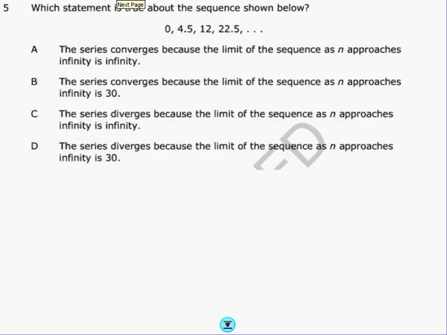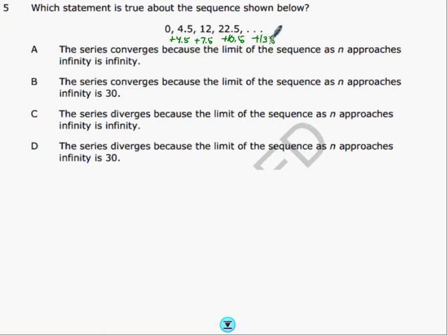Okay, which statement's true? Well, let's see what kind of sequence this is. If it was an arithmetic sequence, I'd add the same thing every time. 4.5, 4.5. No, it's not arithmetic. Let's see if it's geometric. Well, I'd have to multiply 0 by something to get 4.5, and that's impossible, because 0 times anything is 0. So we haven't got geometric or arithmetic, but let's see if we can find some kind of pattern. It's adding 4.5, then it adds 7.5, plus 4.5, then plus 7.5, and then it goes up 10.5. I'm guessing maybe the next one goes up 13.5. You see, like 3 more every time.